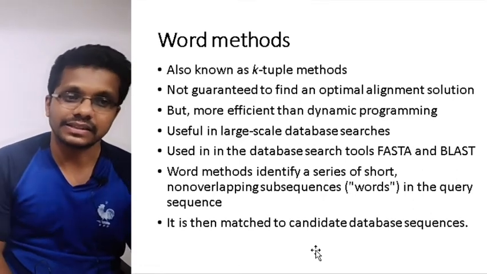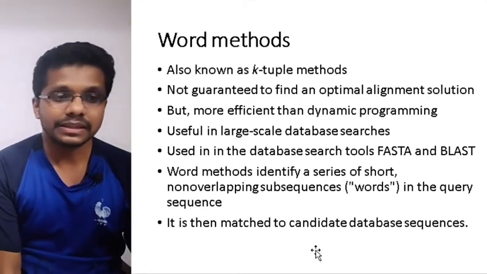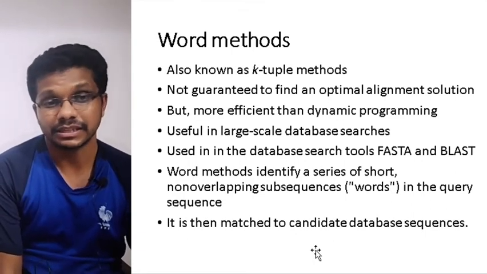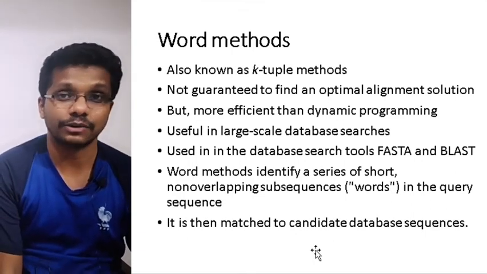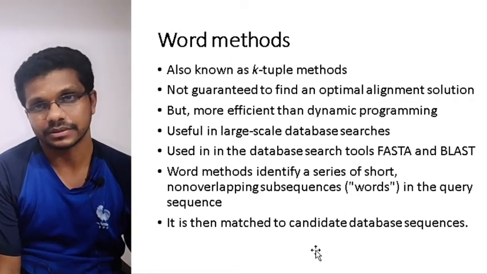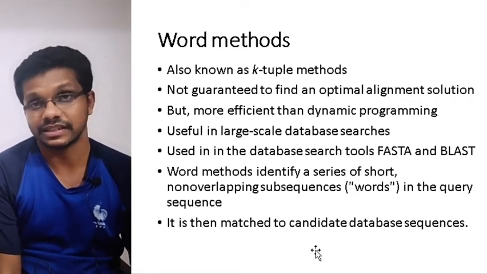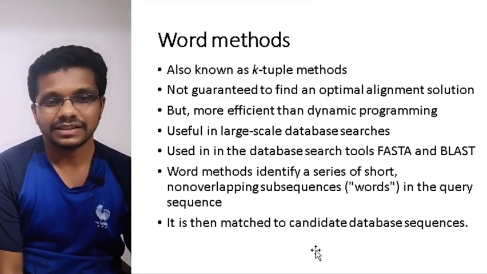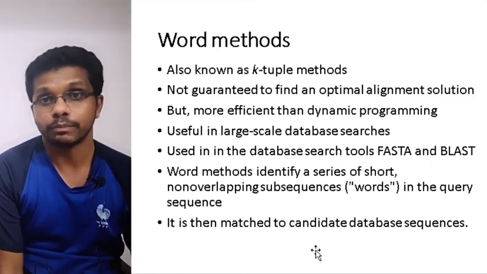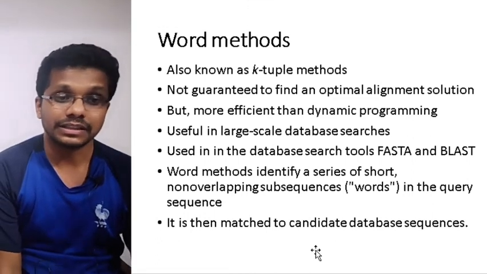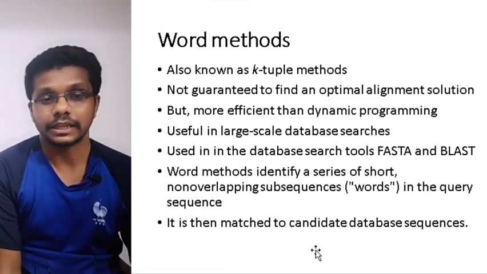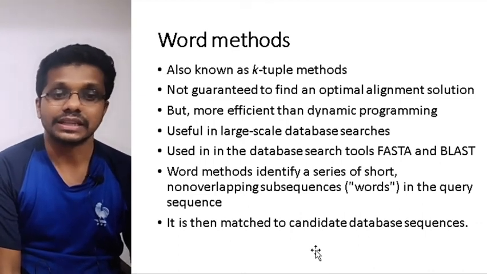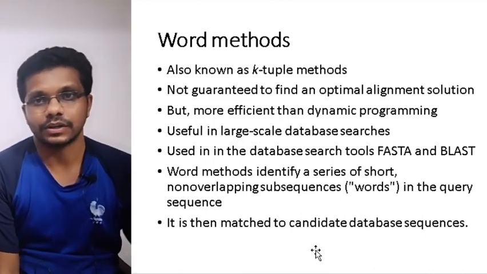The final method is the word method. The word method, also known as the K-tuple method, is a very efficient method of finding similarities between two different sequences, especially on a large scale. But it does not guarantee the optimal alignment solution, though it is more efficient than any other method, including dynamic programming. It is more useful in large scale database searches.